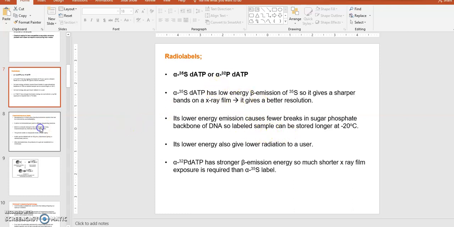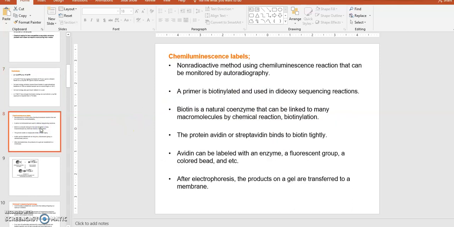Okay, and then another way of doing that, if the radioactive isotope usage is too dangerous because you're exposed to radiation, you can use an alternative method. That's chemiluminescence labels, meaning chemical signaling method. There are some chemicals that can generate light energy, and you can use those chemicals to detect the DNA, because those chemicals will be added to your DNA like a primer, and once the primer is attached to a newly made strand, then you can detect those.